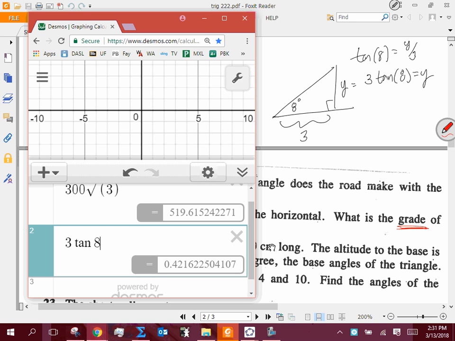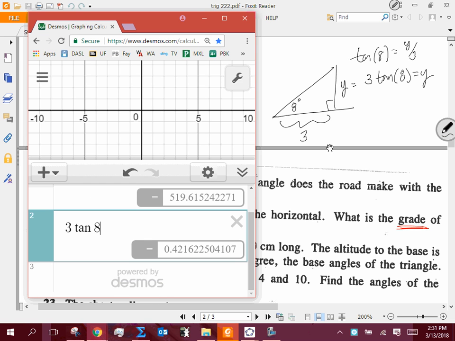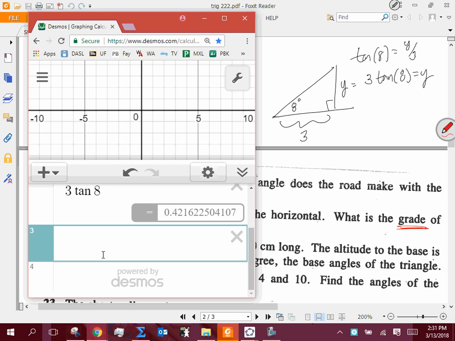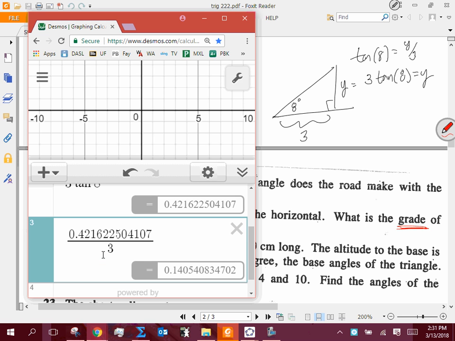Well, the rise over run then, this is the rise, this is the run. Can I take that number and divide it by my run? Yes. It gives me that 0.1405, right? That's my slope. They said the slope is presented as a grade. It's a percentage. So let's change that to 14%. Does that make sense? Now I chose 3.